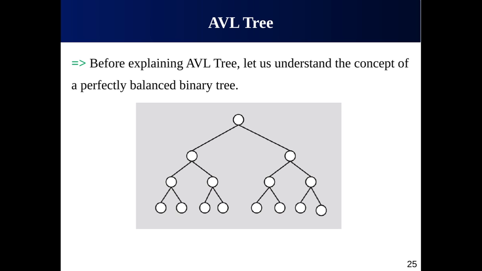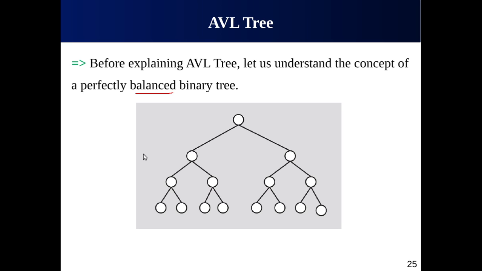Okay, before going to explain the concept of AVL tree, let us understand the concept of a perfectly balanced binary tree. We have used the word balanced in the analysis of the BST tree. Let us see what is a balanced binary tree or a perfectly balanced binary tree. Actually, a perfectly balanced binary tree is a tree such that the height of the left and right subtrees of the root are equal.